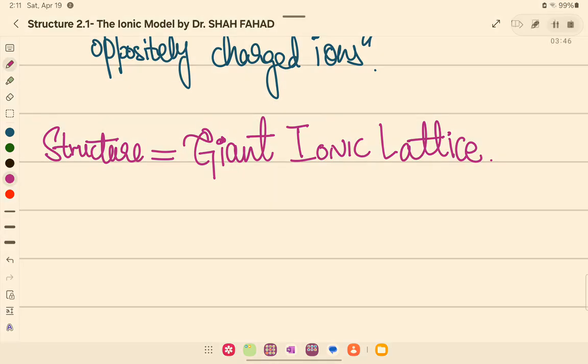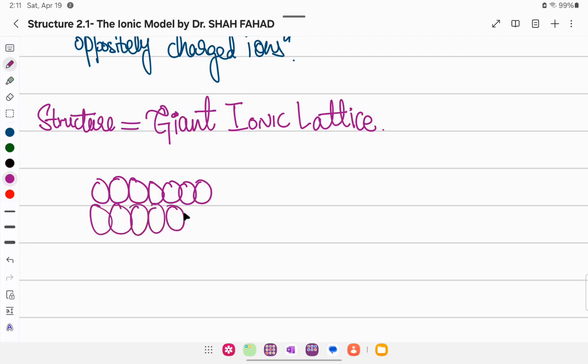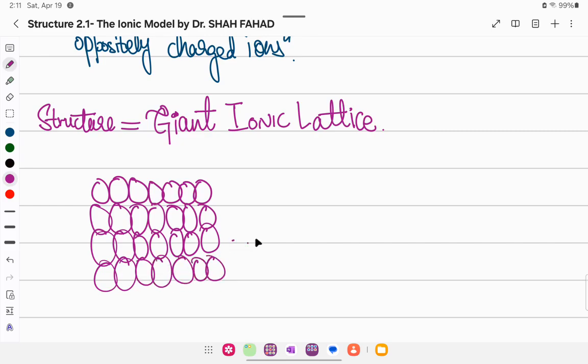Okay, so let's see how the lattice is actually made. Now you've got positive and negative ions linked together to form a big structure. This chain is going to continue. I'm just going to draw one small section of the entire big chain over here. This lattice will continue in all directions, even coming out of the screen and going behind the screen as well.